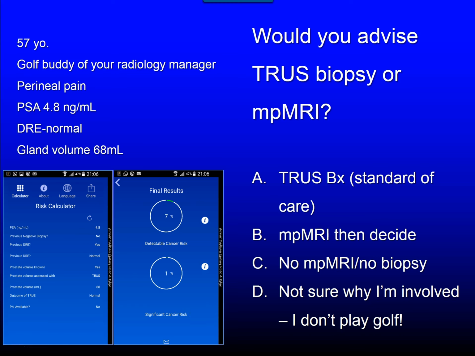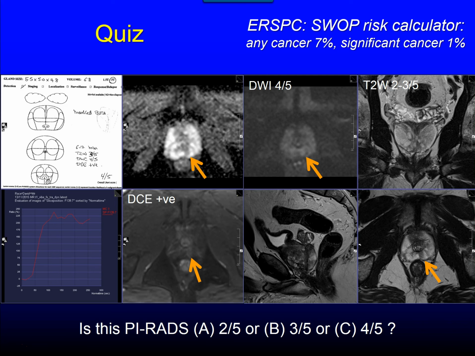So would you advise a TRUS biopsy, because this is the standard of care? Would you advise an MRI and then decide? Would you say, this man does not need an MRI, he does not need a biopsy? Would you say, I don't even play golf, why are you asking me this question? Okay, now remember, he is your radiology manager's buddy. So my arm was twisted.